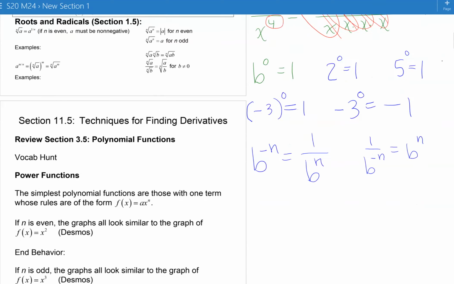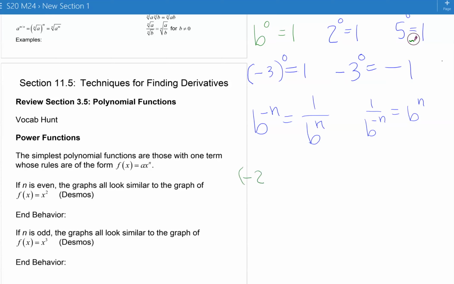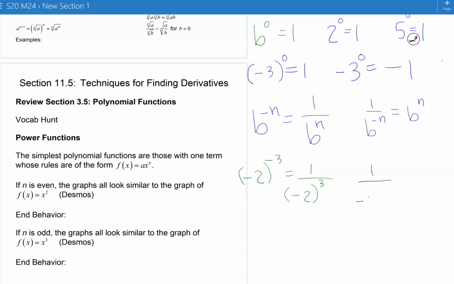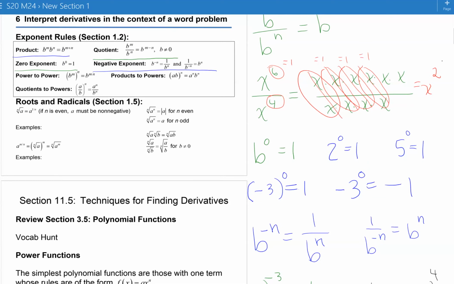So let's do a couple of examples. If I have -2 to the -3, that's going to be 1 over, the b is -2, but now the power is +3. So the number -2 doesn't change. The only thing that changes is the sign on the exponent. And then what if I have 1 over -3 to the -4? That's going to be -3 to the +4. So the -3, the b part, does not change. Only the sign on the exponent. So make sure you're super clear on that. That's going to come up a lot.